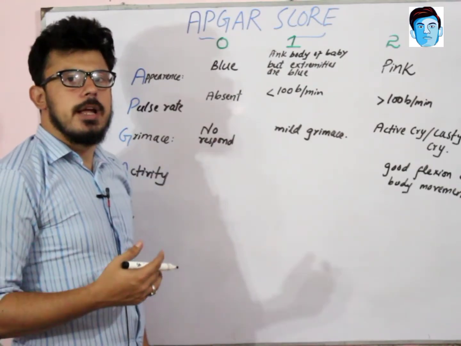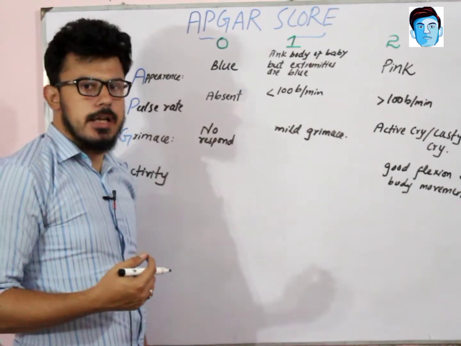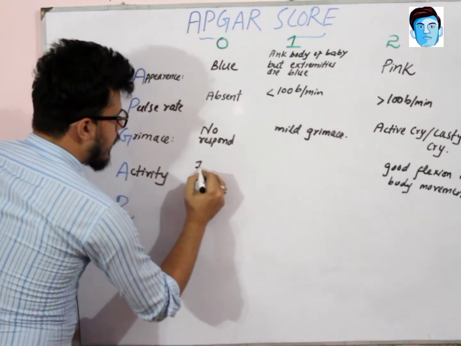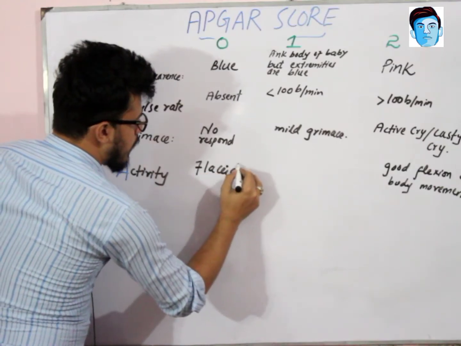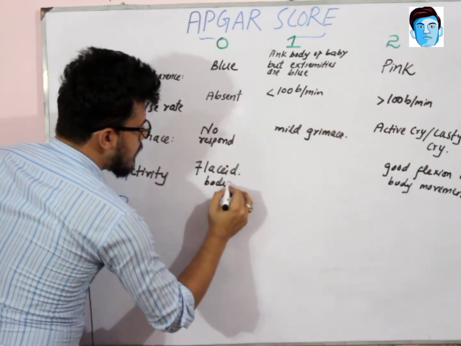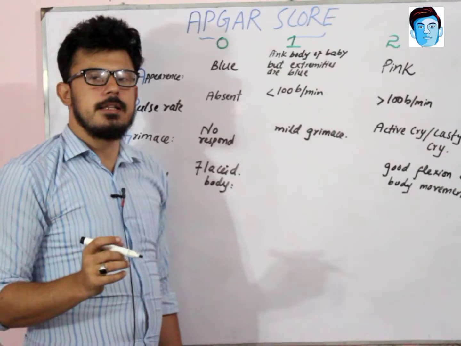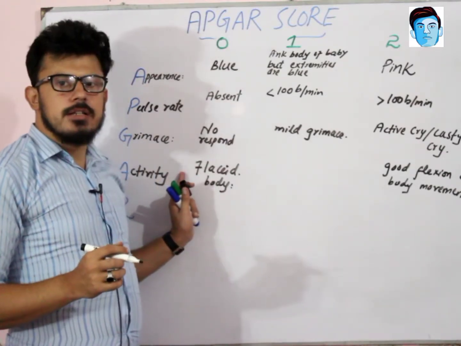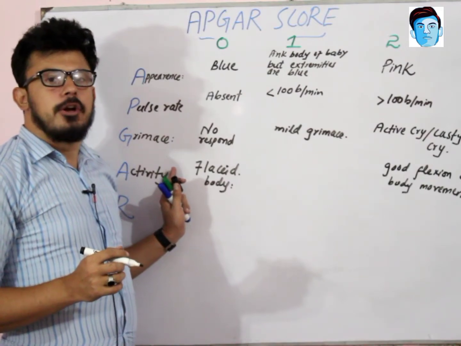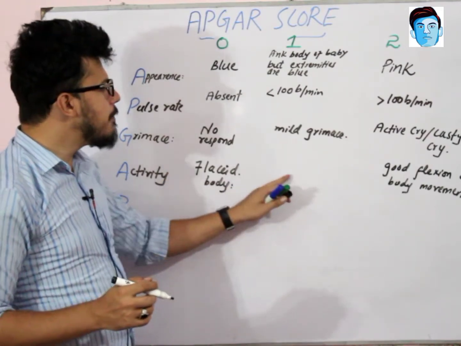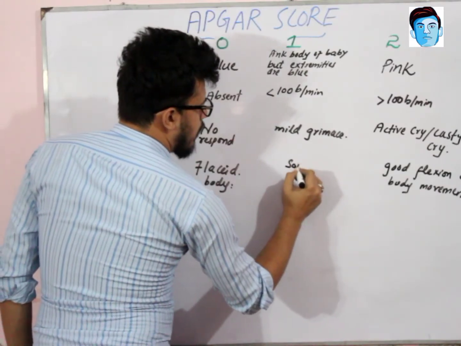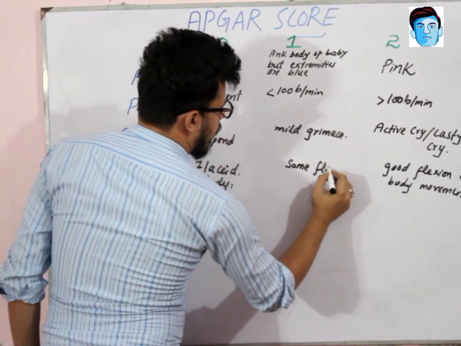If the condition is atonic or areflexic, that will be the worst condition. So here the body is flaccid. Flaccid body means that the muscle tone decreases, the reflexes decrease. So there will be areflexic condition, there will be atonic condition. And in between, there will be some flexion shown by the baby.